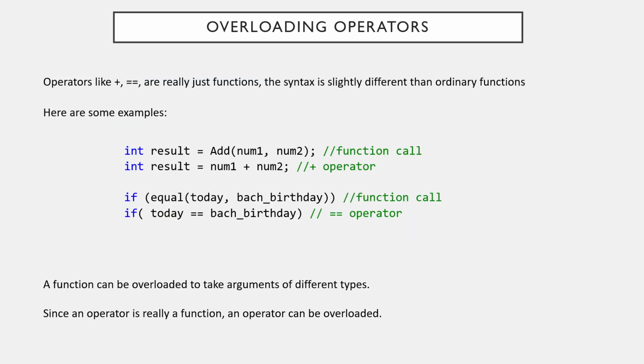All right, so here is an example. You could have an add function, and with that add function you have to pass two numbers to it, or you could overload the plus operator and then you just add the two together. And this is the same thing that I just showed you with the equal. You would have to pass the two dates, but here you could just use the equality operator.